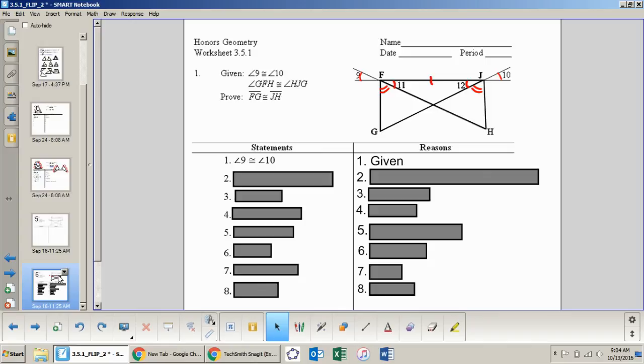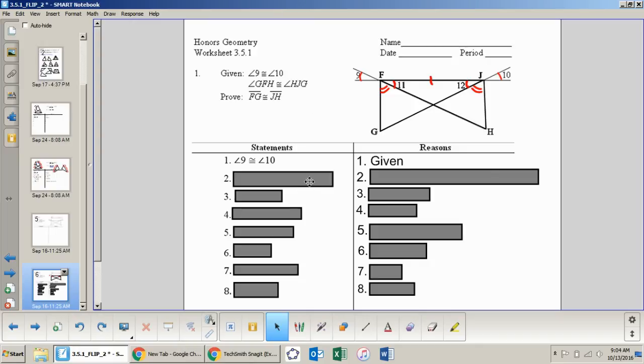So after marking our diagram, we see that we have these markings congruent. And I went ahead and added an angle 11 and 12 in my diagram. I know that those angles are congruent to each other. Can you tell me why? And then finally, we have these double arc angles. They are given.